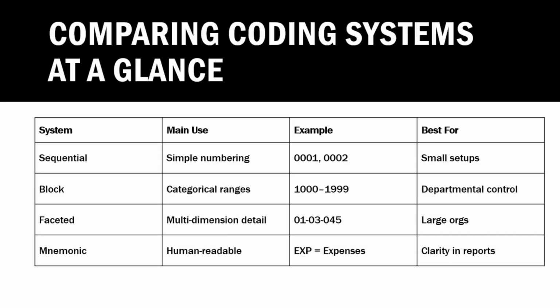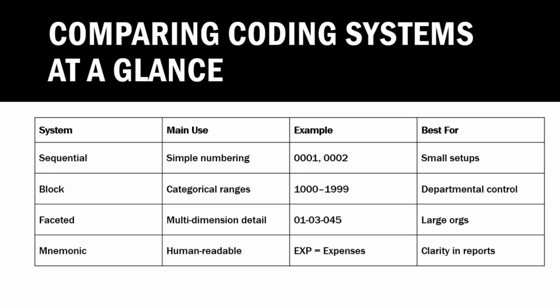This section compares different types of coding systems you'll see in practice. Sequential codes. These are just simple running numbers like 0001, 0002, 0003. Very easy to generate, but they don't tell you what the cost is for. Block codes. Here, number ranges are reserved for different categories. For example, 1,000 to 1,999 might be materials. 2,000 to 2,999 might be labor. So the number itself already tells you the type of cost.